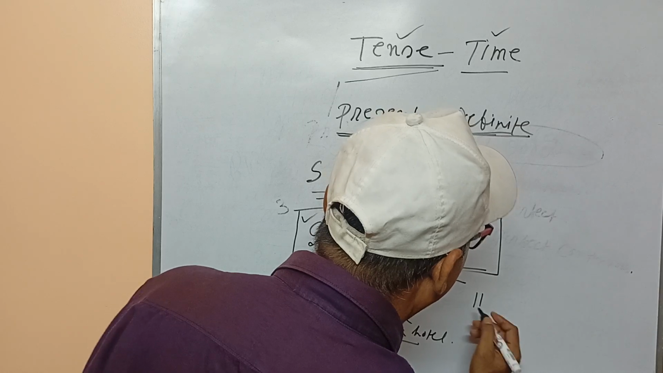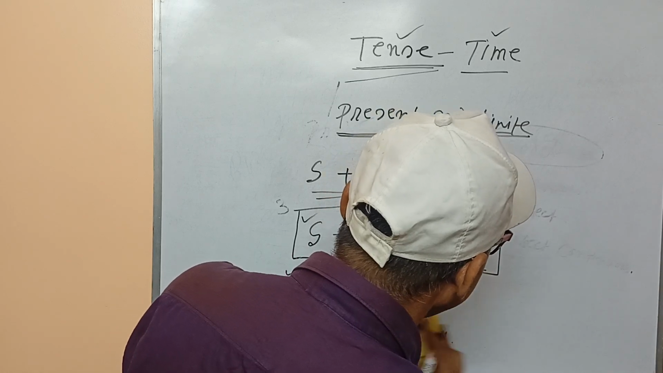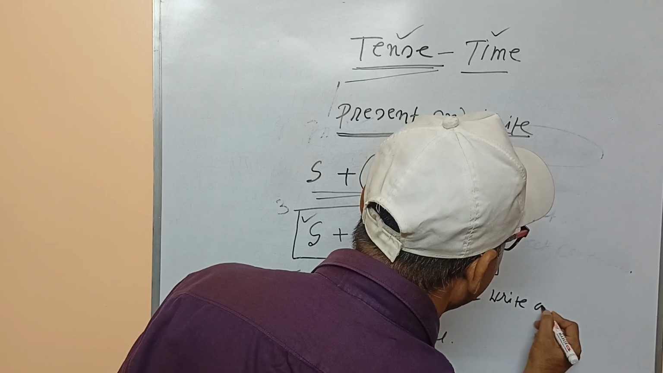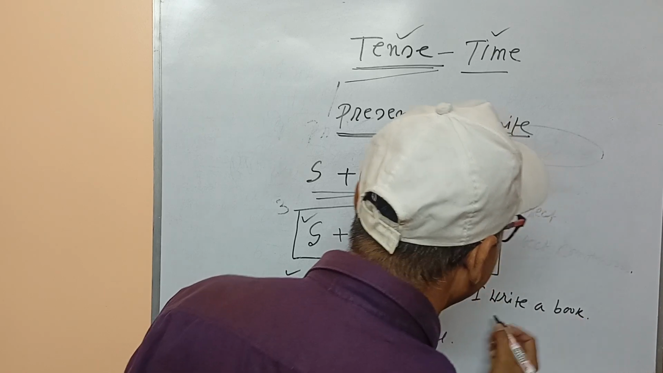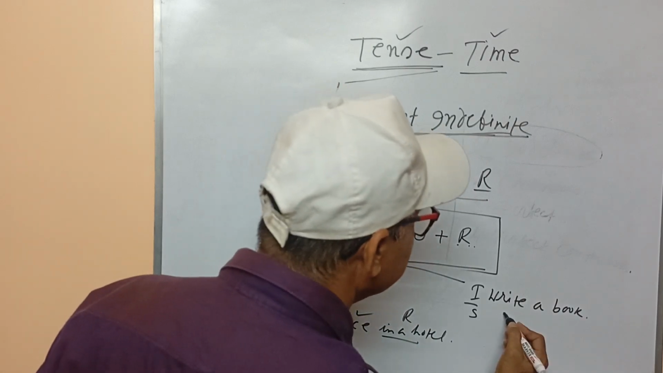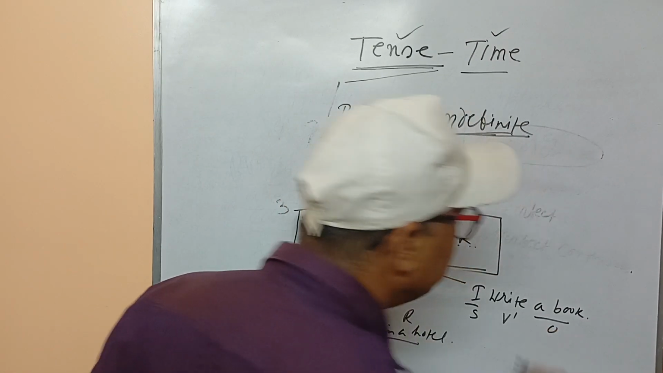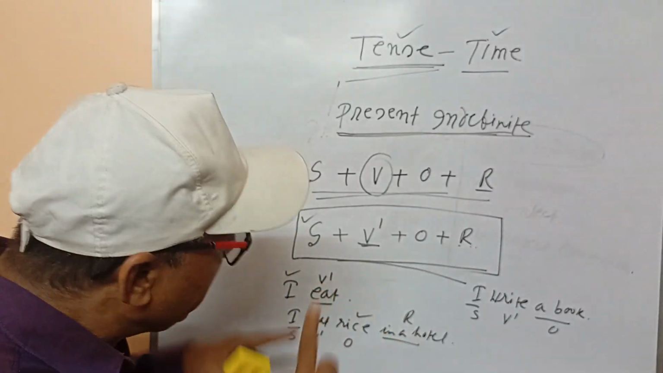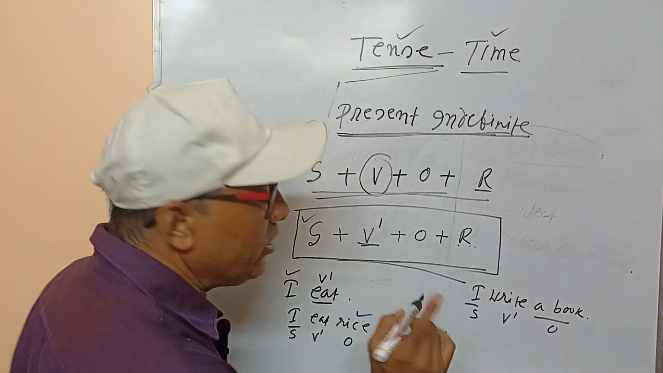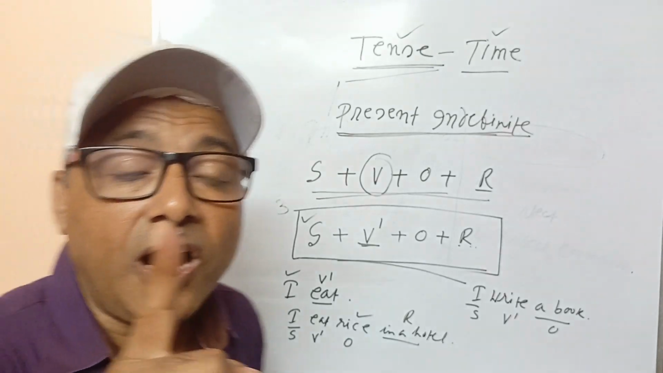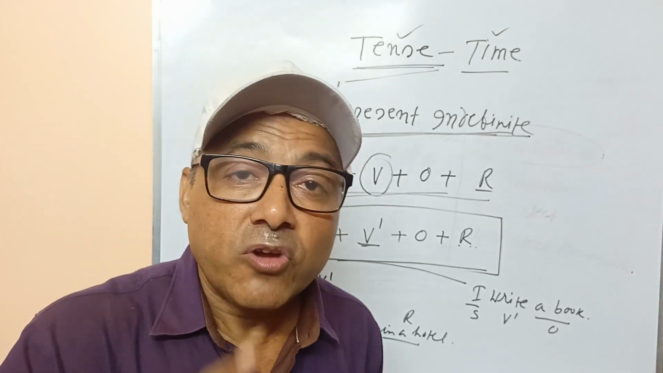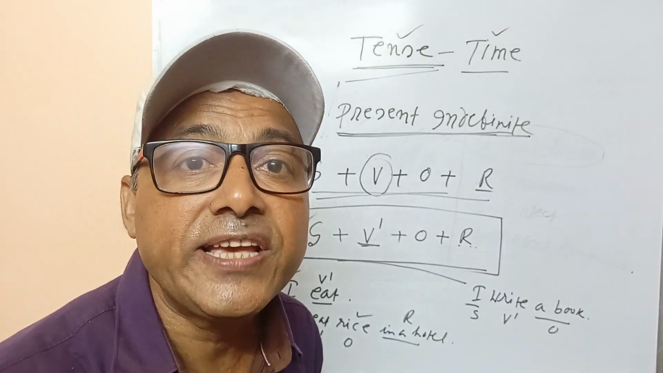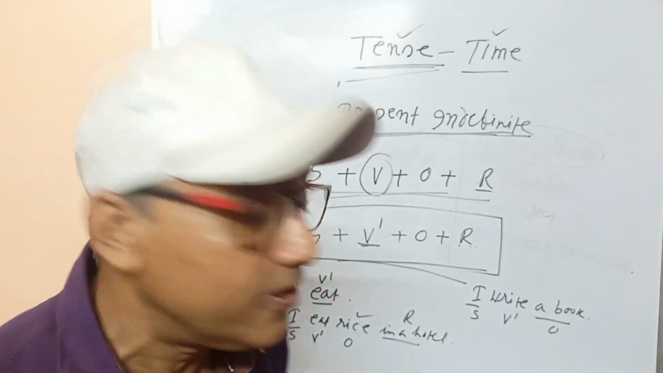I write a book. See, again, subject, V1, and then object. I write a book. But remember, if your subject is third person singular number, so in that case, you have to add s or es at the end of the verb.